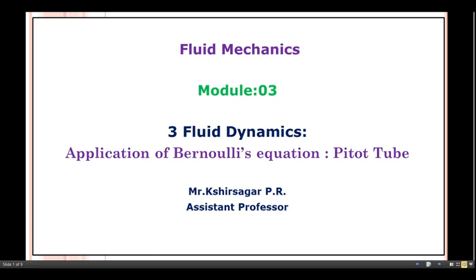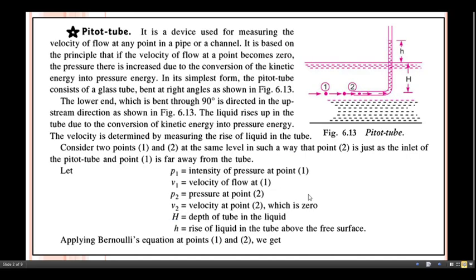In today's session, we will continue with the application of Bernoulli's equation to the Pitot tube. So see the principle of this Pitot tube and a relation derived for this Pitot tube by using Bernoulli's equation. It is the device used for measuring the velocity of flow at any point in a pipe or channel.